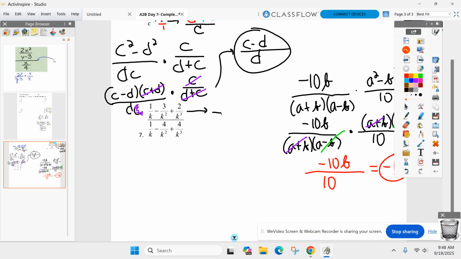What would you guys be putting for the common denominator on top? K squared, k to the third. What's our rule? You take the one with the highest exponent. So what would be my common denominator there? K to the third. And the same thing on the bottom would also be k to the third.